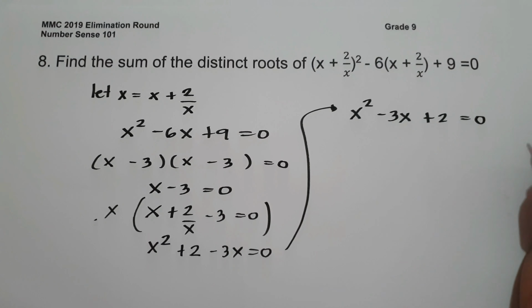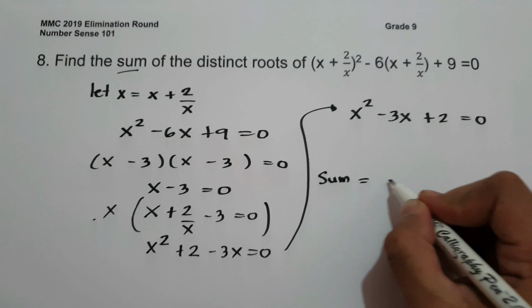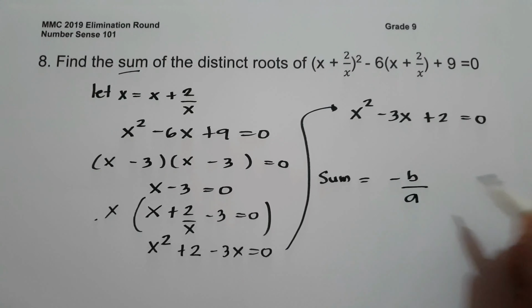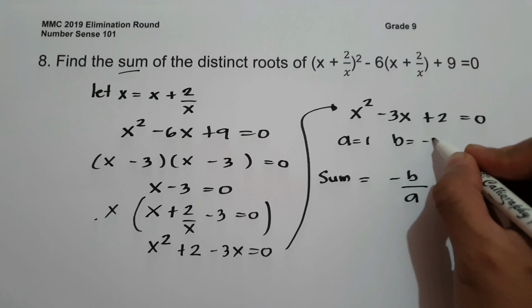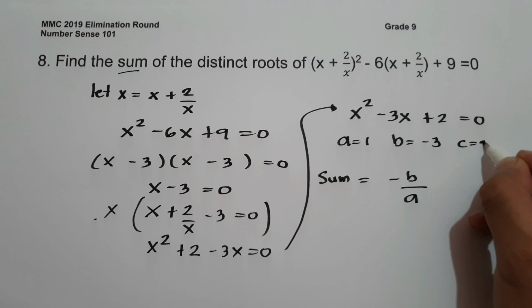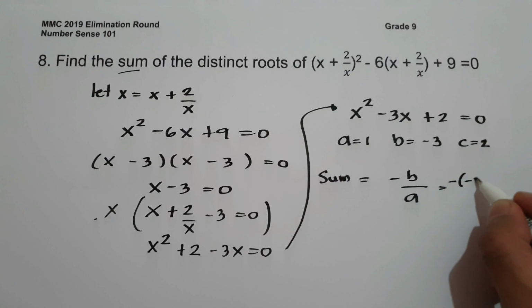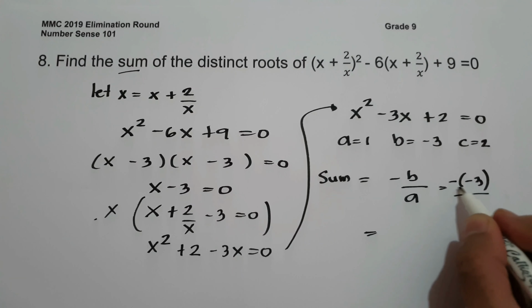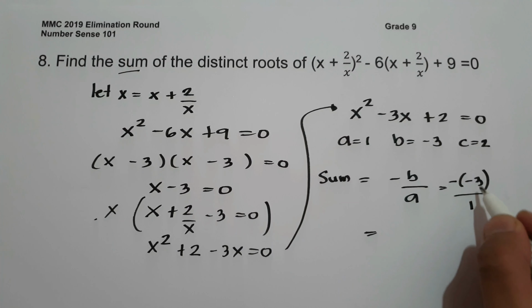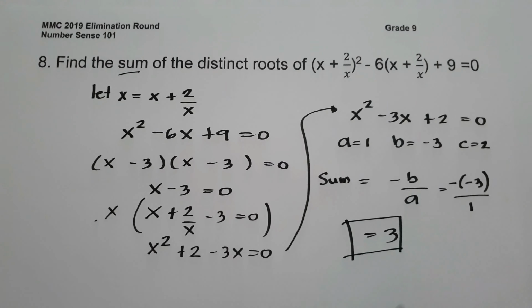equals 0. Since we are looking for the sum, it will be negative b over a. So the value of a is 1, b is negative 3, and c is 2. So let us have negative times negative 3, and the value of a, that is 1. Negative times negative is positive. 3 divided by 1, that is 3. So this will be the sum of the roots, and this will be our answer.